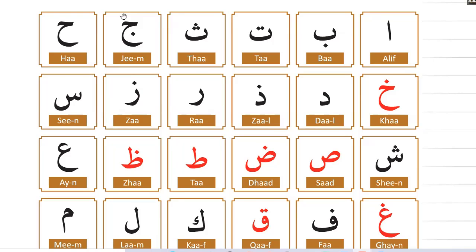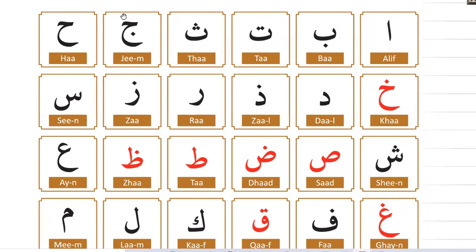As this is a heavy letter, you will not make the O shape of your lips. Your lips should be in a semicircular form, like kha. It's not kho. No, this is the wrong sound, right? Semicircular shape. You have to give your lips that shape, and no O sound.